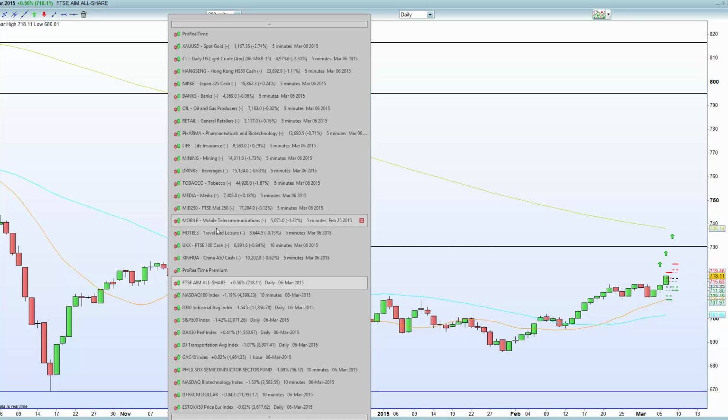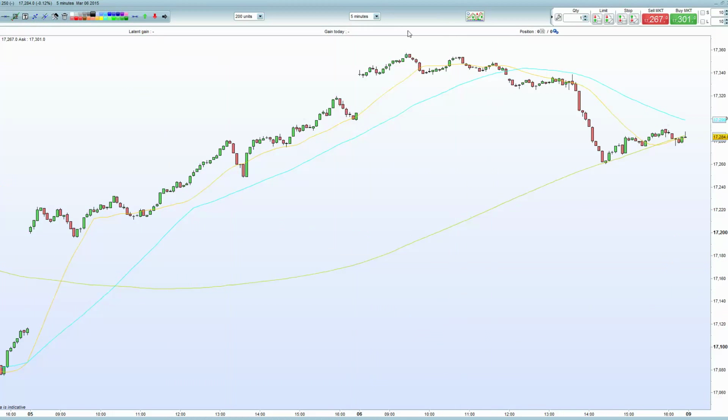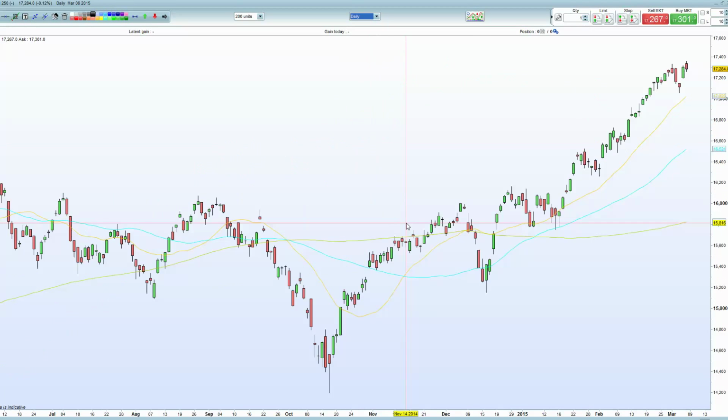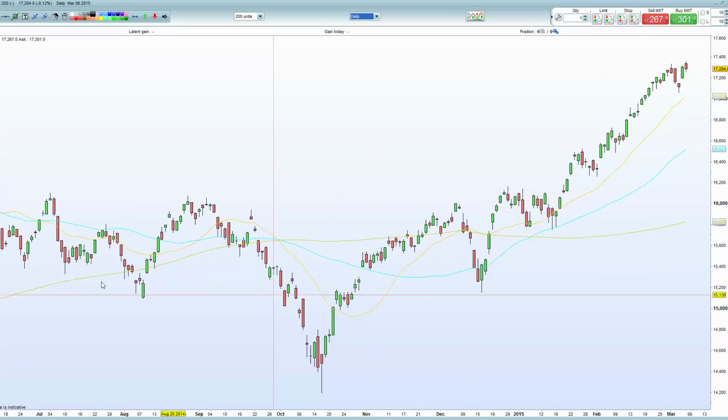Let's look at the FTSE 250. Again, if I look at the daily chart of the FTSE 250, this is just continuing its move higher.